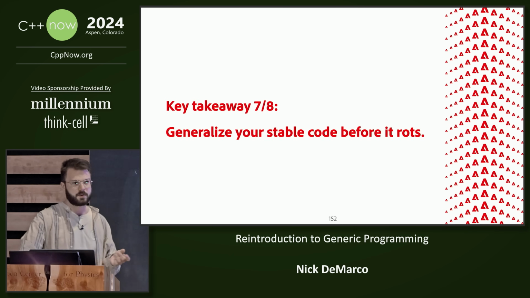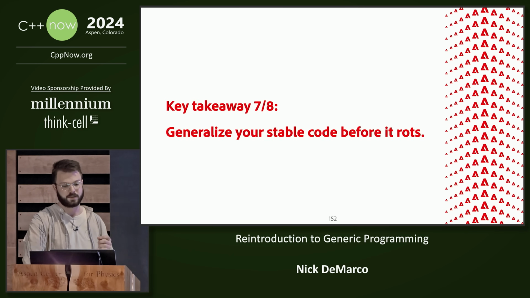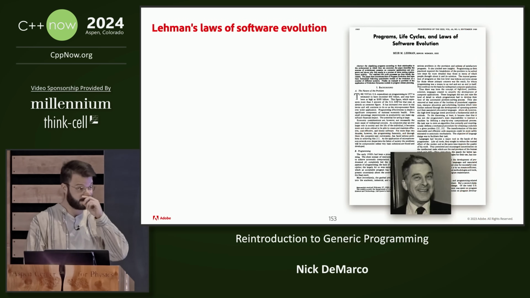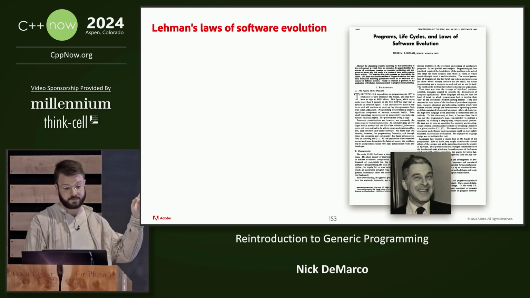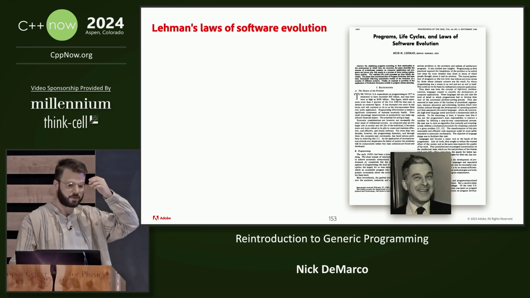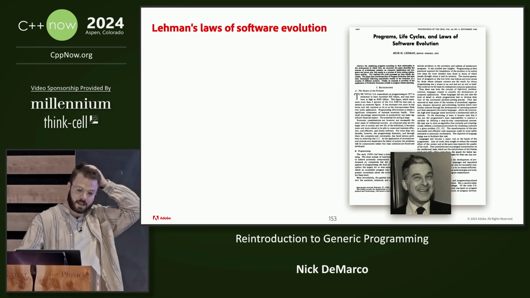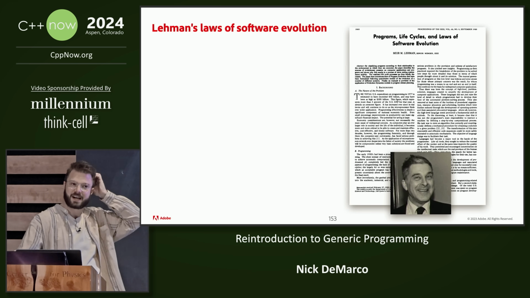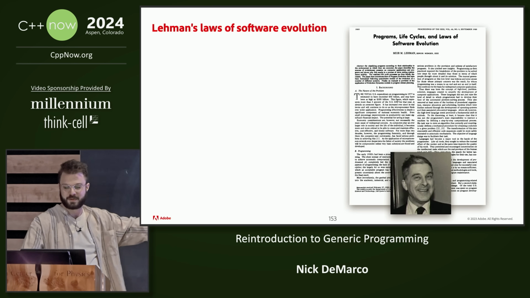And so I asked around, and my new colleague, Titus Winters, pointed me to Lehman's laws of software evolution. Brace yourself. Here's Manny Lehman. And this is one of the earlier papers that he wrote about software evolution. And he seems like he'd be a pretty fun guy to hang out with. And not just from the photo.